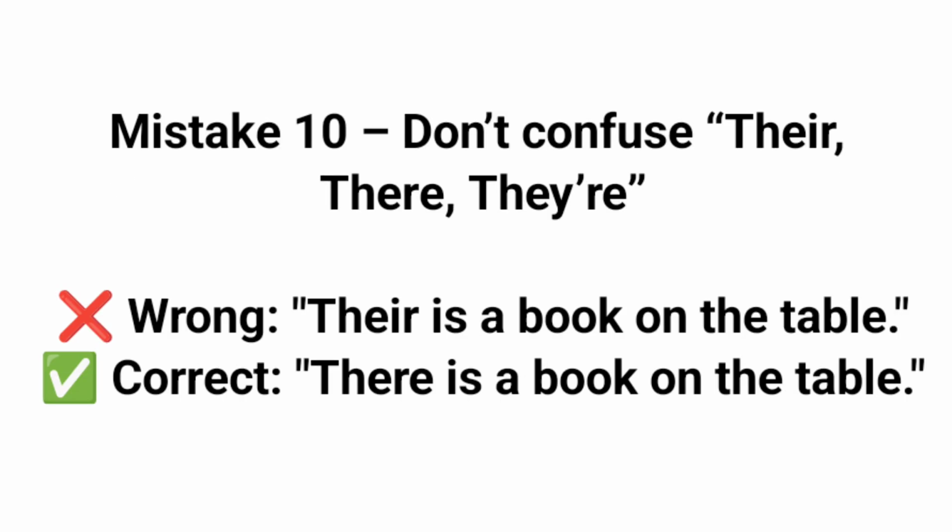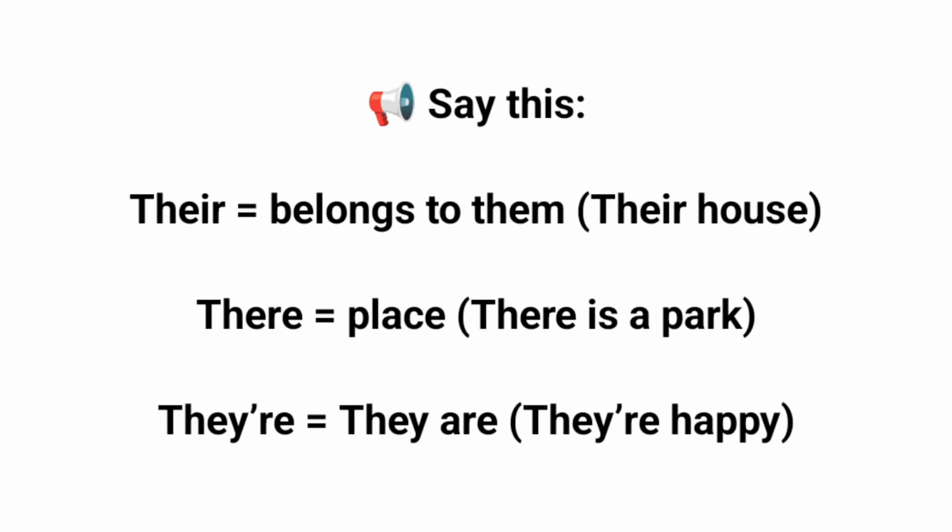Mistake 10. Don't confuse, there, there. Wrong, there is a book on the table. Correct, there is a book on the table. Say this. Their equals belongs to them. Example, their house. There equals a place. Example, there is a park. They're equals they are. Example, they're happy.